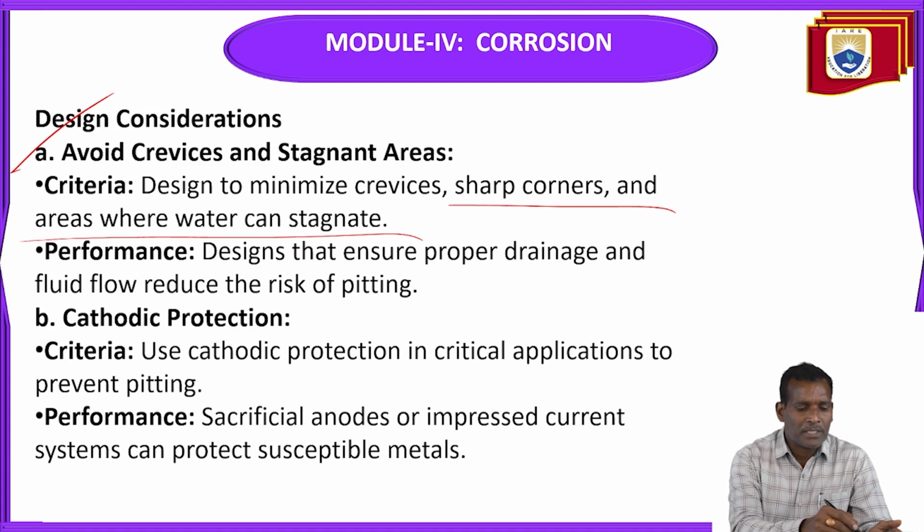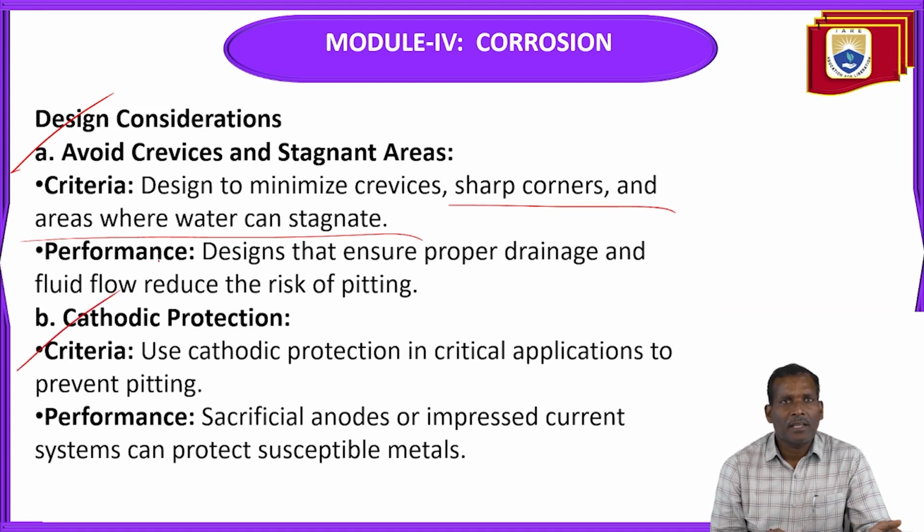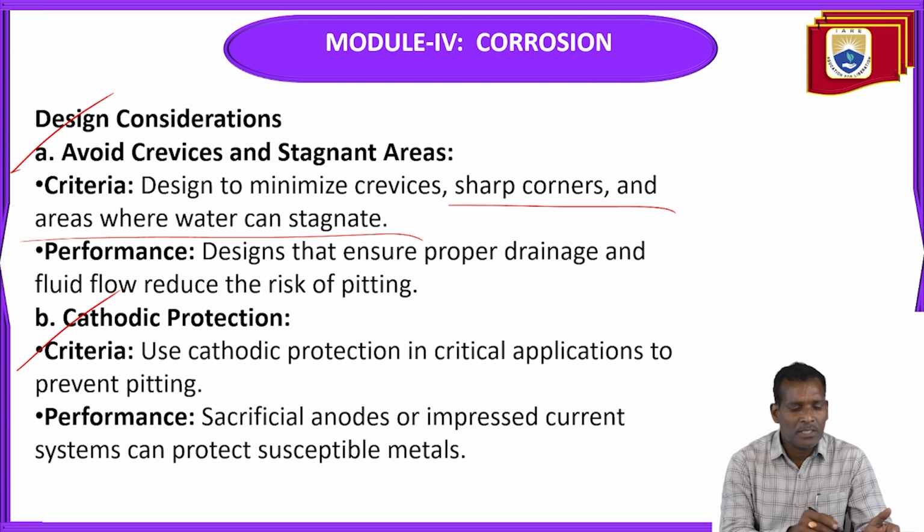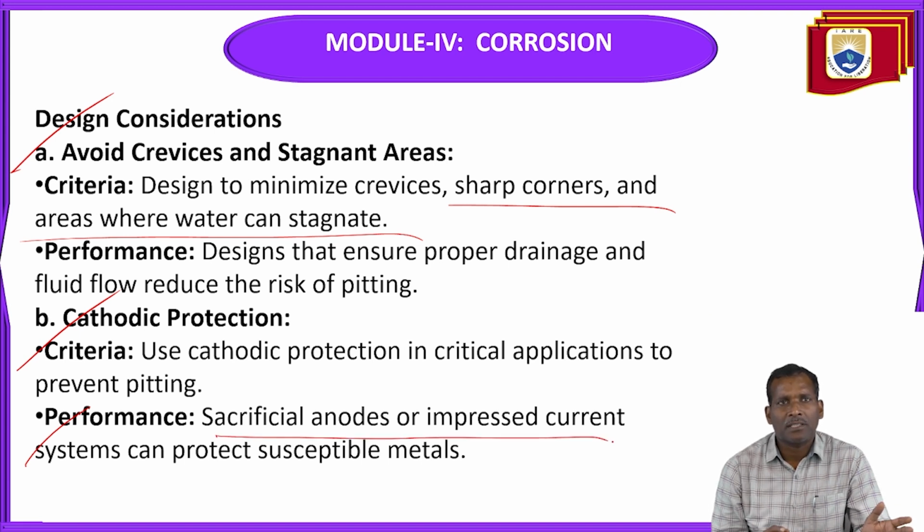So, cathodic protection. The criteria is to use cathodic protection in critical applications to prevent pitting. The performance is, sacrificial anodes or impressed current systems can protect susceptible metals.